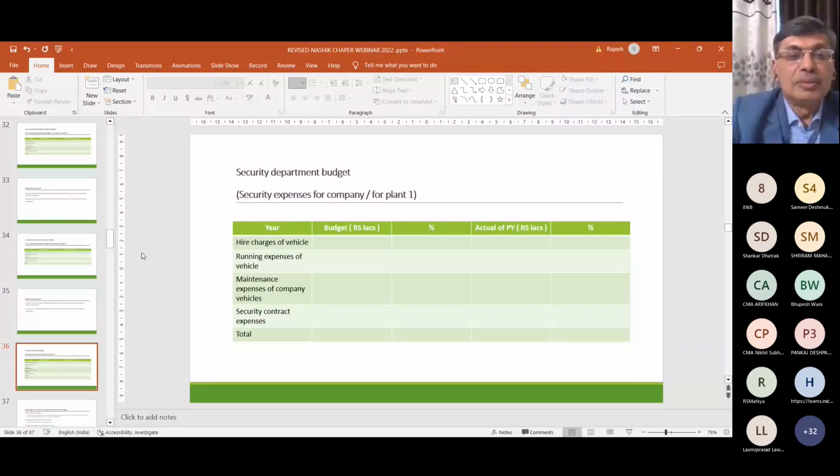Then security department budget. Usually security departments are responsible for the expenses which are depicted in this PPT. So these expenses for the budget period and these expenses for the actual year. And total expense and each expense can be put as a percentage of total just to get their weight.